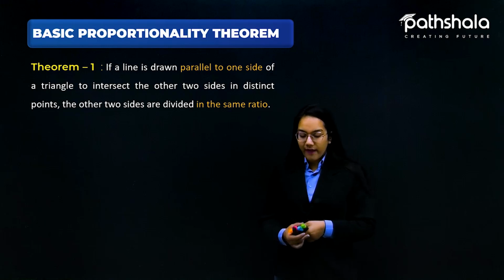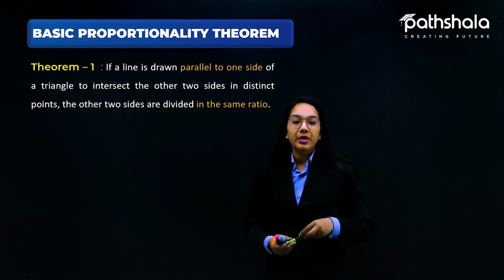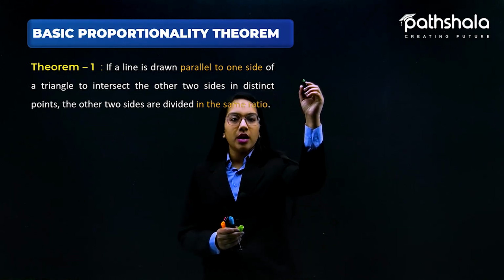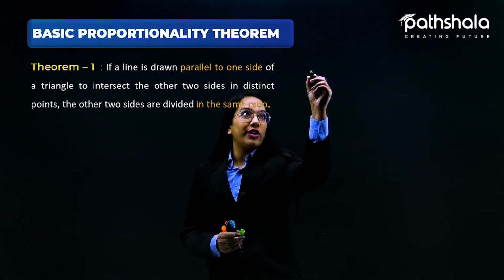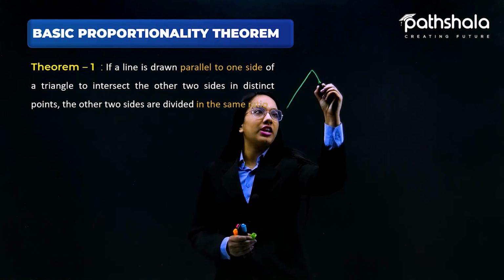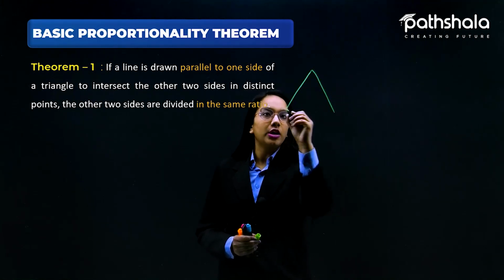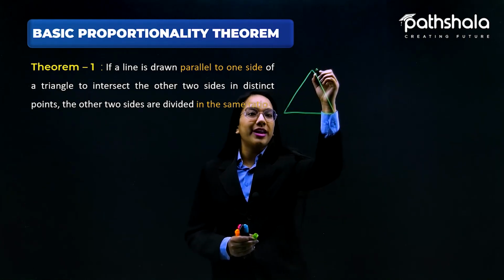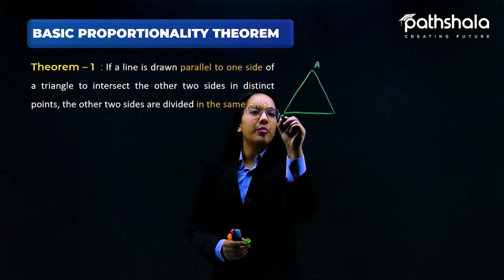Now let us suppose I draw the figure for this one. It actually says, let us suppose I have a triangle. So let me draw a triangle over here, and this is my triangle. I'm calling it A, B and C. So this is my A, this is my B, this is my C.